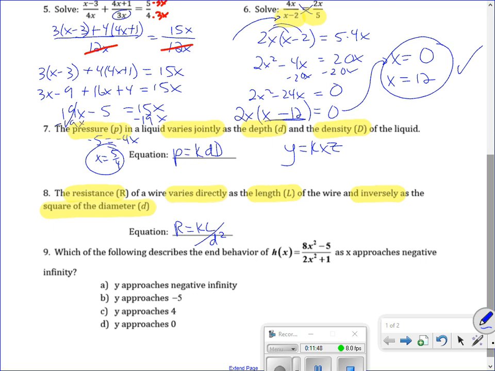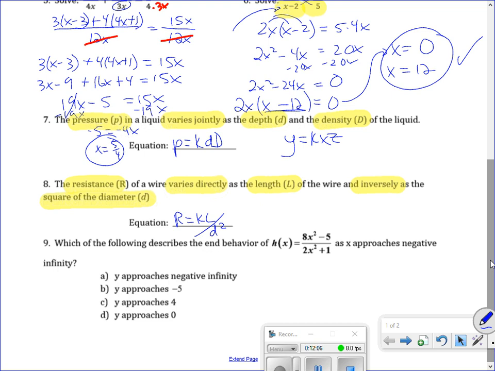Now, on your test, there might be a question like this where you write the equation, but there will also be problems where you have to plug in numbers for all these letters and then figure out what k is, like we did in class, and also on your quiz that you took in the middle of the unit. Okay, and then you have to use that k value to find a new answer. All right, and number 9.